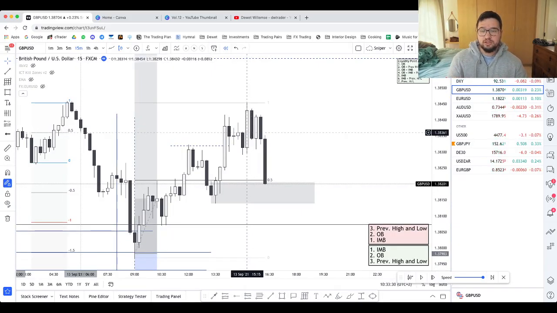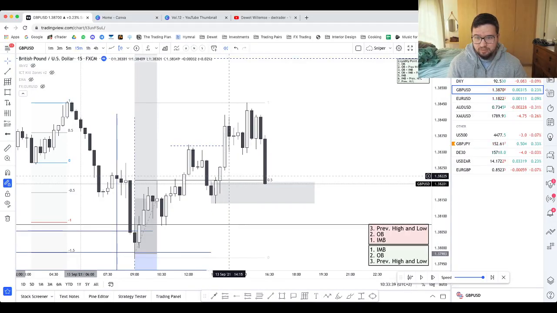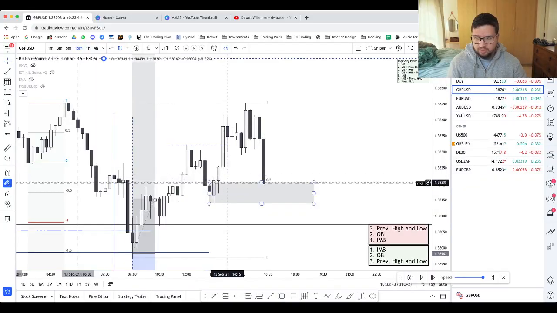So now you need to still apply imbalance, order block, old high, old low within the discount. Where's the discount? This is in the premium. We're not interested in that little bit of imbalance over there. We are not interested in that because that's in the premium.